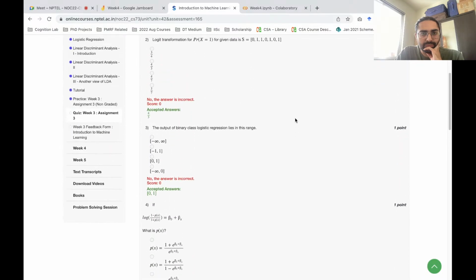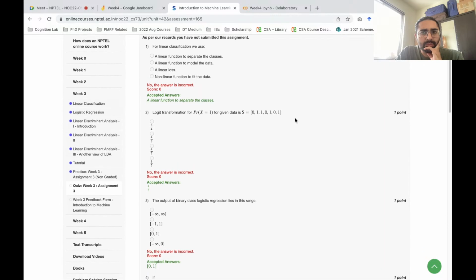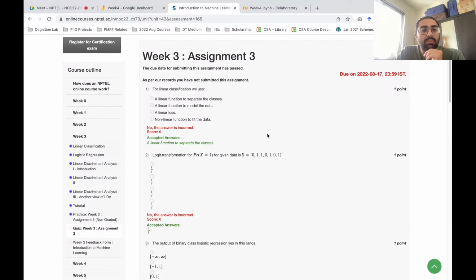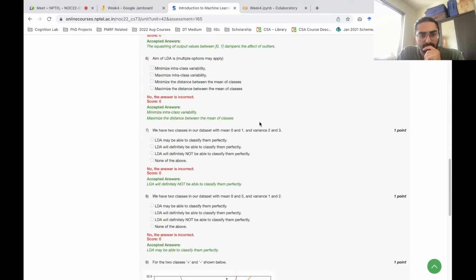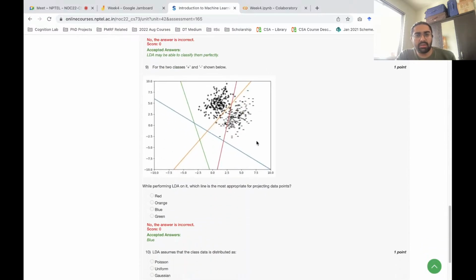Can I ask a question regarding assignment 3, where some lines are given in orange, red and blue? Can you explain that first? Okay, this one. What is the question here? We have some classes, pluses and minuses, and some lines drawn. The question is, performing LDA, which line is the most appropriate for projecting the data points? What should the answer be, and why?